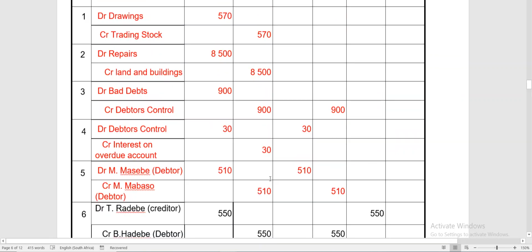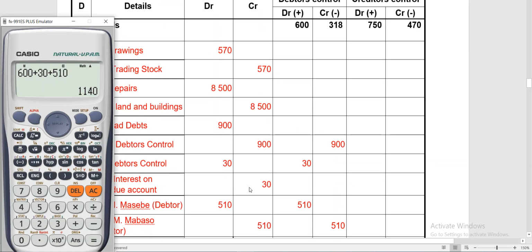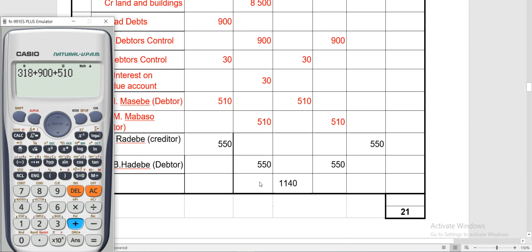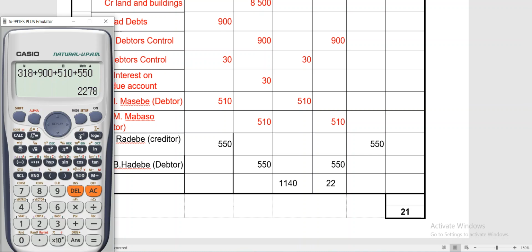And then on the credit side of the debtors control, we have 318 plus 900 and then plus 510 and then plus 550, which is giving us 2278. So we have that 2278 here.